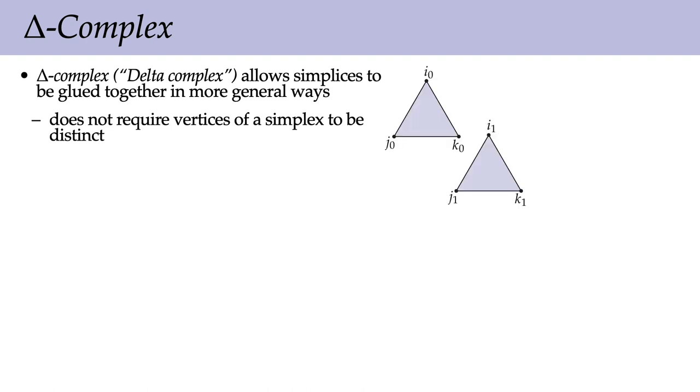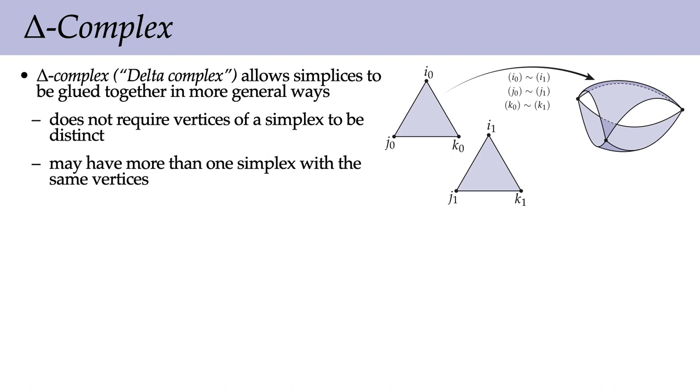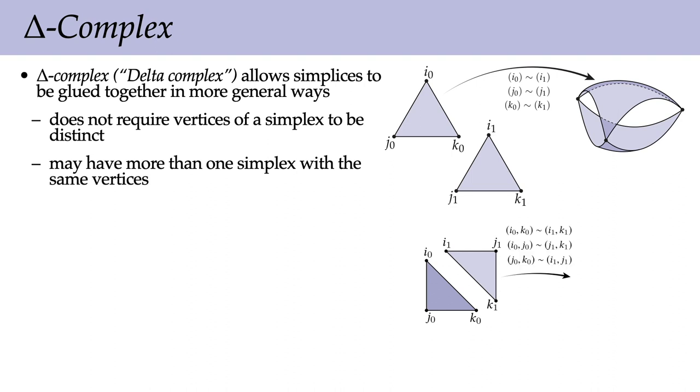Okay, so for instance, we could take these two disjoint triangles, I0, J0, K0, I1, J1, K1, and we could identify the vertices, so I1 with I0, J1 with J0, K1 with K0, to get a figure like this. Okay, so now I have two triangles with the same three vertices. So it doesn't require the vertices of the simplex to be distinct. It also doesn't require that we have only one simplex with the given vertices. Okay, here's our other example. We have these two triangles. Right? Now we're going to glue the edges together rather than the vertices. So I0, K0 to I1, K1, I0, J0 to J1, K1, and so forth. And that'll let us describe this torus.